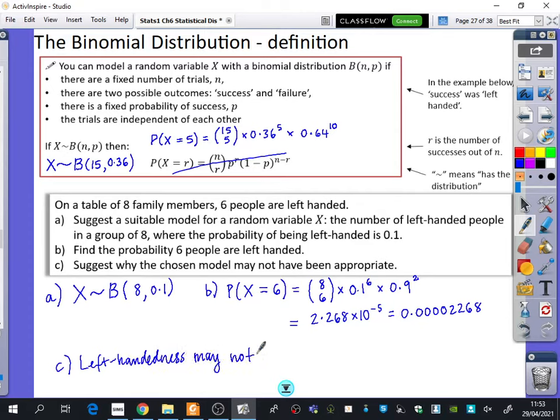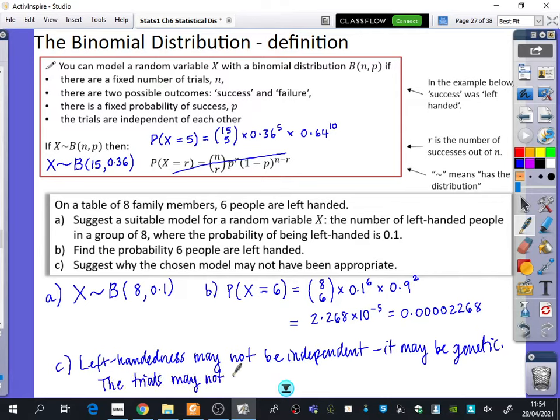may not be independent. It may be genetic. And I like what you just said, Sufyan. You said the trials may not be independent. So the trials may not have been independent.